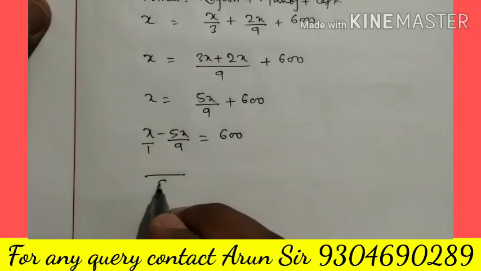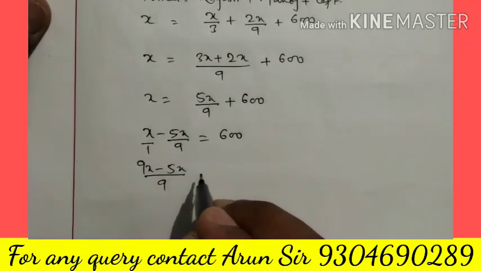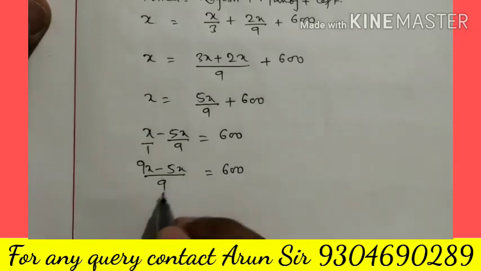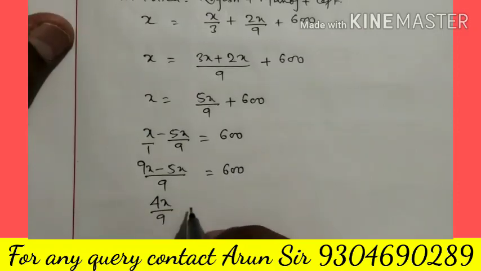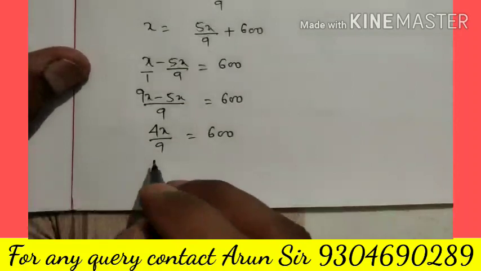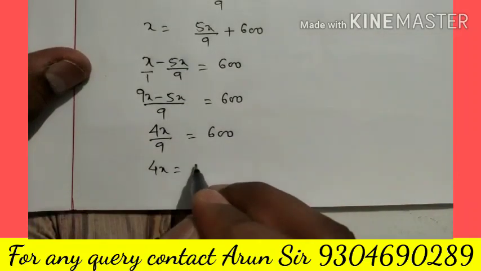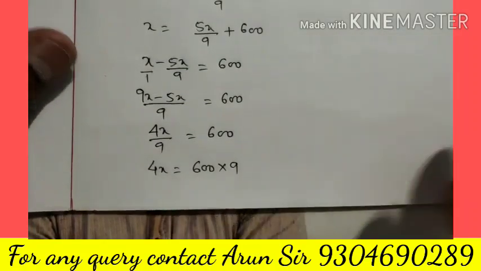Next here we will take LCM 9. 1 9 ja 9 into x, 9x. 9 1 ja 1 into 5x, 5x is equal to 600. It will be 4x by 9 is equal to 600. In the next step, 4x is equal to 600 into 9.